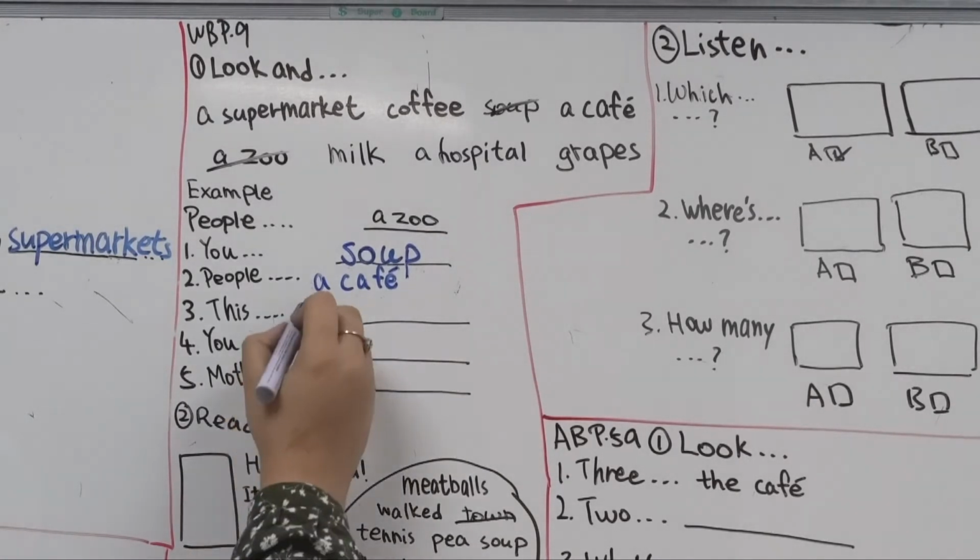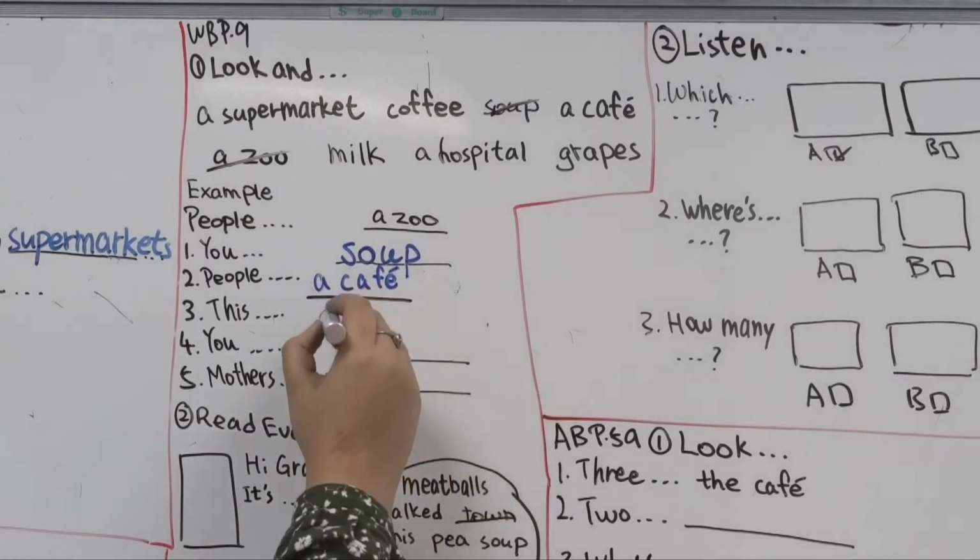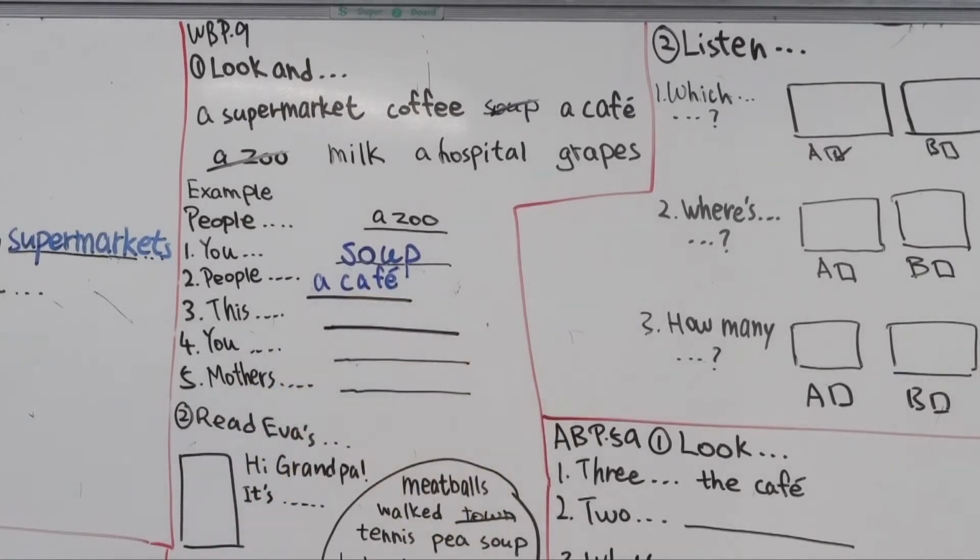Okay, number 3 to 5. You do it by yourself. Your time starts now. Read each and every sentence here and then do it. Choose.